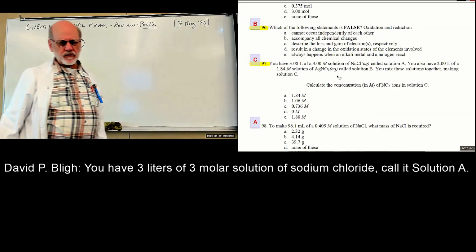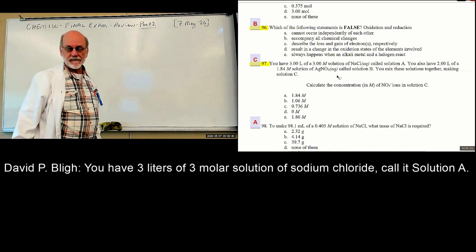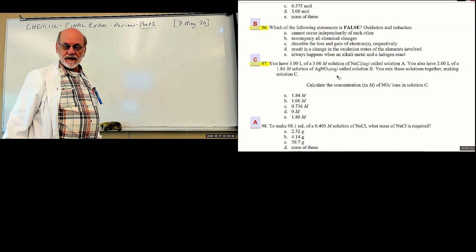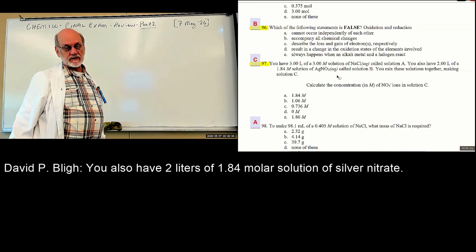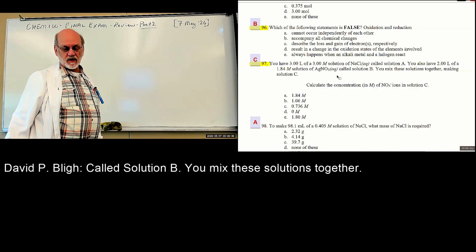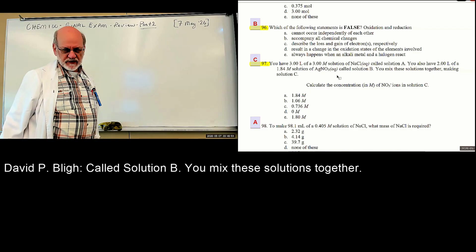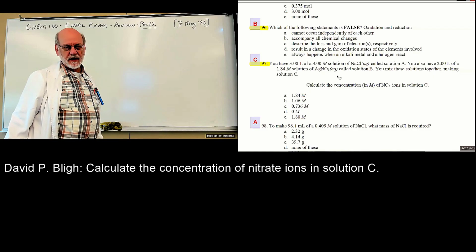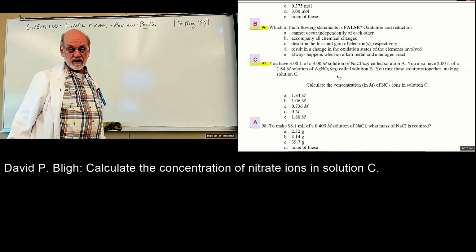You have 3 liters of 3 molar solution of sodium chloride. Call it solution A. You also have 2 liters of 1.84 molar solution of silver nitrate, called solution B. You mix these solutions together, calculate the concentration of nitrate ions in solution C.